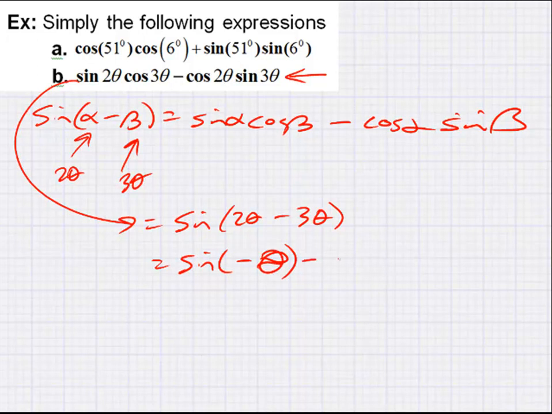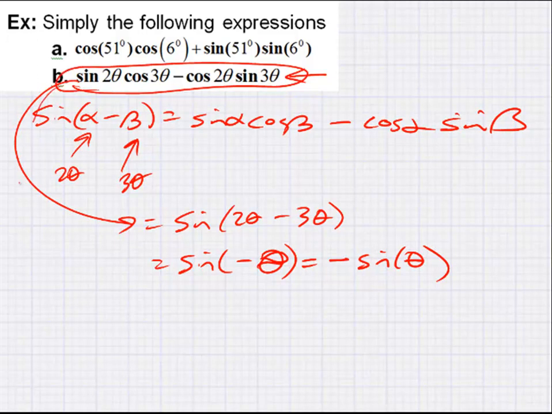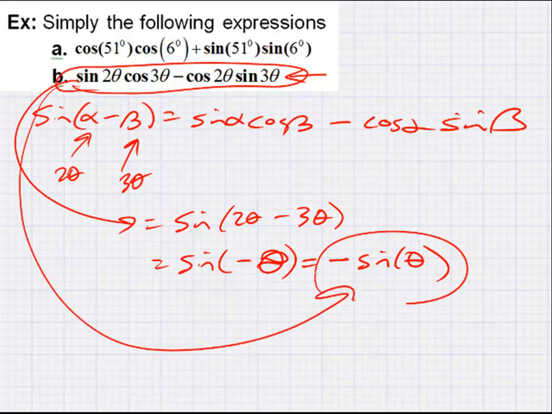Sine is an odd function, so that's the same thing as negative sine of theta. Now we don't know what theta is, so we can't go further than that, but we did simplify this whole expression into just negative sine of theta. This is very similar to things we were working with previously, more so than what we were just talking about a few minutes ago.